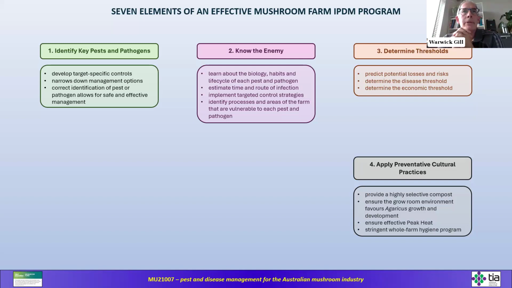A major element of an effective IPDM program is that we can apply preventive cultural practices. So we're favouring the mushroom and disfavouring the pest or pathogen. And by knowing what pathogen we have, we can perhaps tweak our cultivation accordingly. But it's not negotiable that we must provide a highly selective compost in the first instance, so that not only promotes vigorous growth from the mushroom, but it also dissuades our pests and pathogens and prevents them colonising compost and casing.